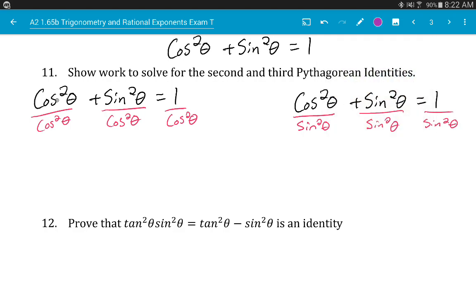Now all I have to do is simplify. Cosine squared over cosine squared is 1. Sine over cos is tan, so this must be tan squared. And 1 over cos is, I wrote it on the other page, that's secant. So this is secant squared theta.